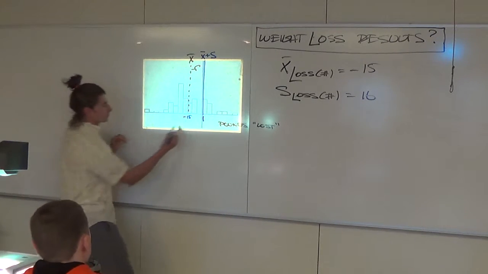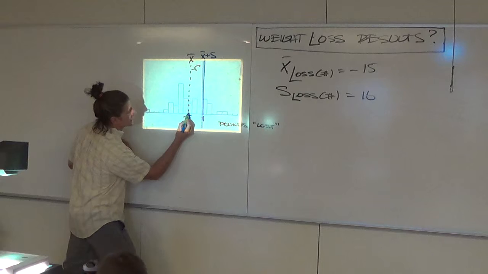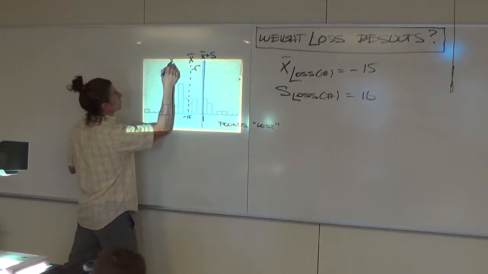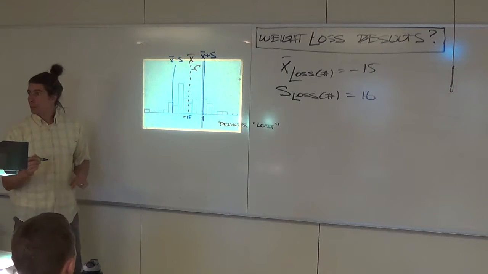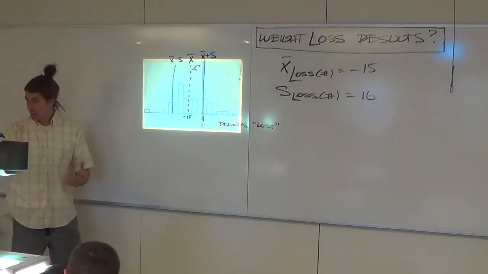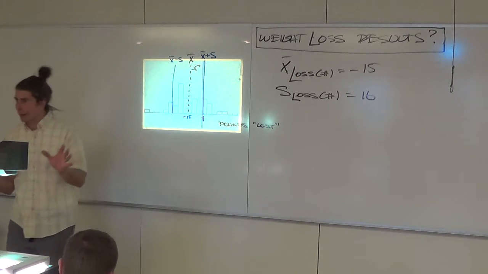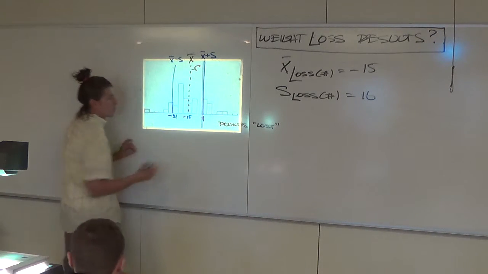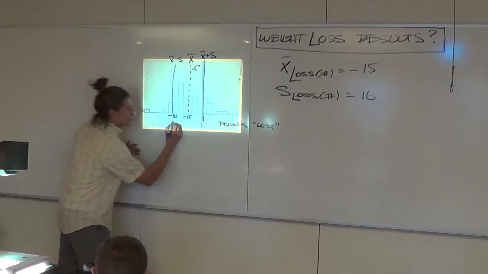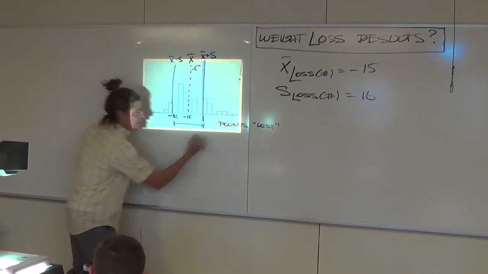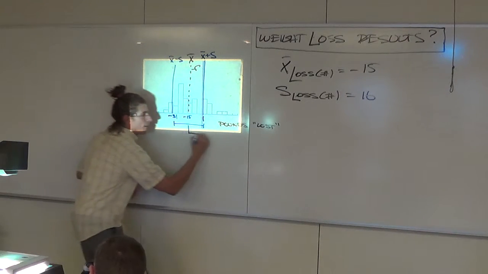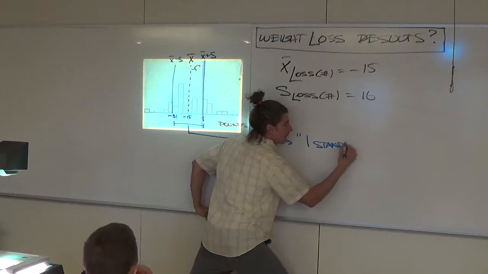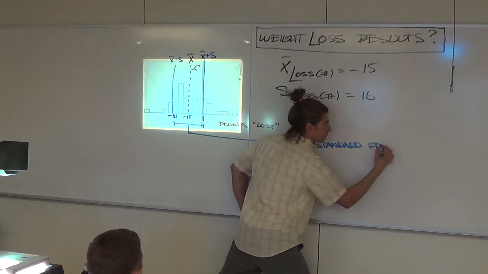Let's go down. Negative 15 down 16 would essentially put us right here. And that would be x bar minus s, yes? And that would be negative 31. Get my math right. We're rounding all this off, yeah? Because we rounded the 15 to the 16 to 15 to 16. Okay, negative 31. This range of values right here is called one standard deviation.